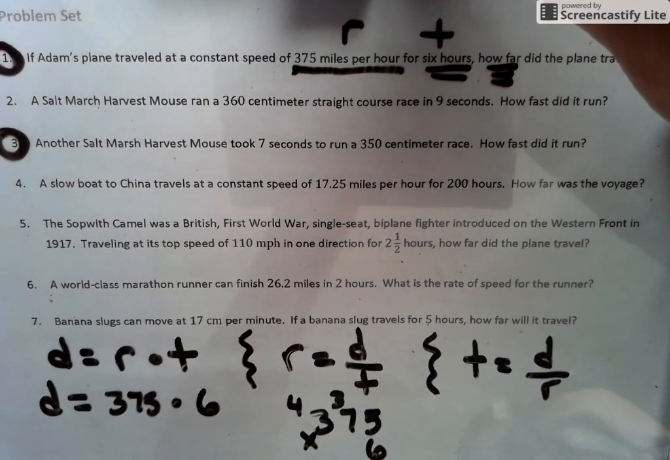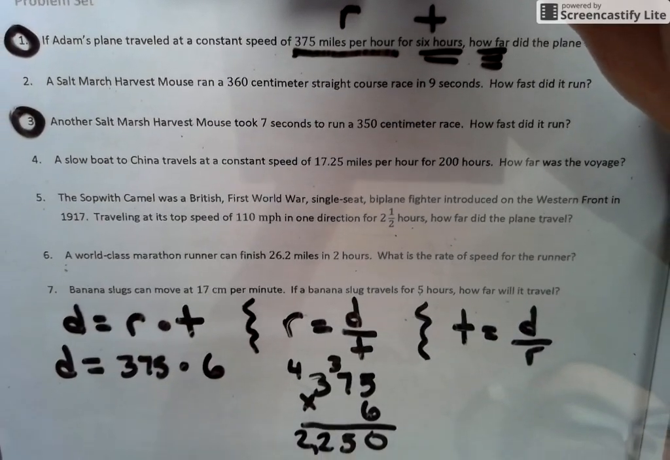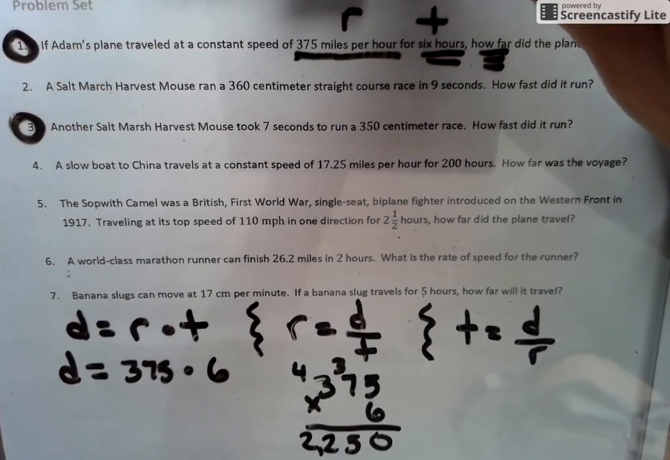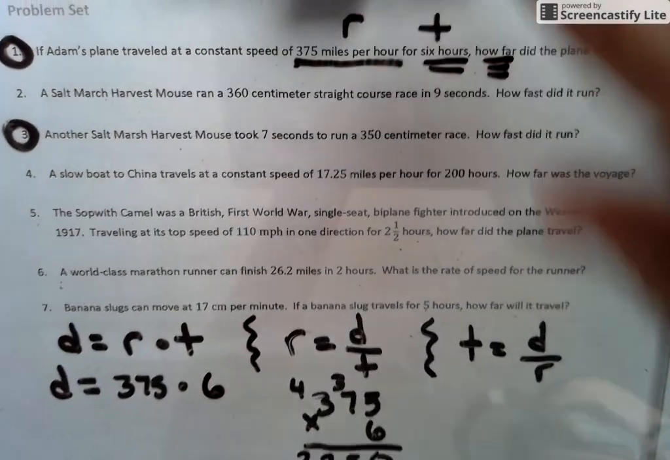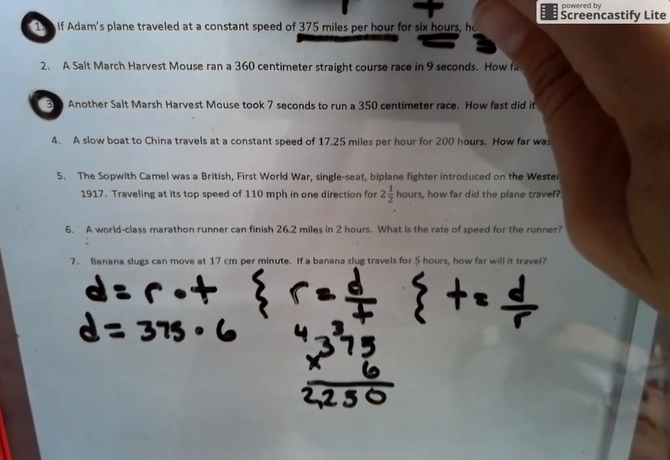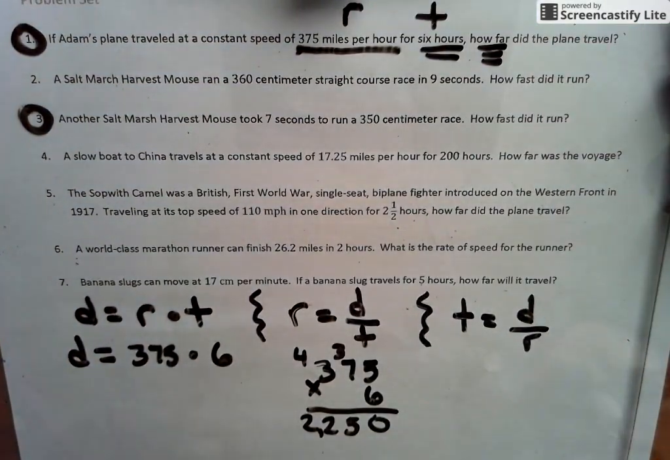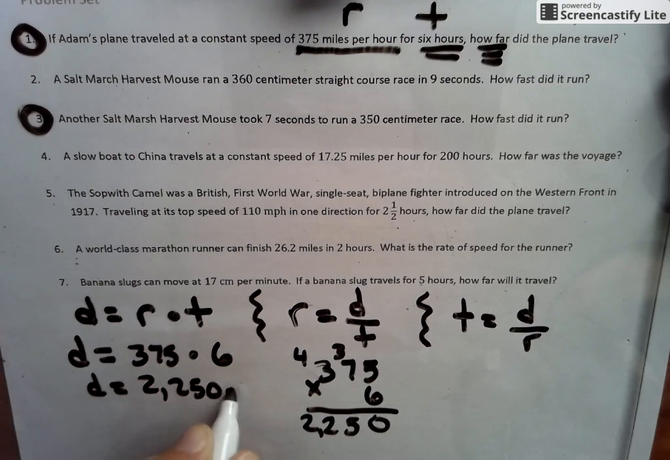And when you do the math on this problem, as I did right over here, if I adjust this cam ever so slightly, you can still see the math. It wants to stay. There we go. And the distance, how far did the plane travel? 2,250 miles. So that's how we would use this formula.